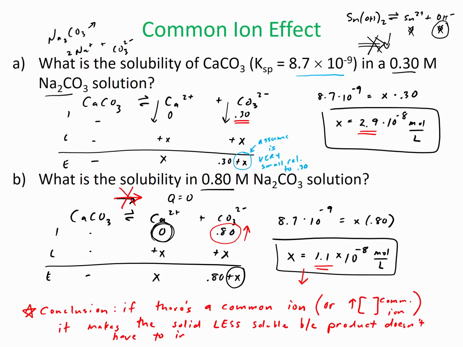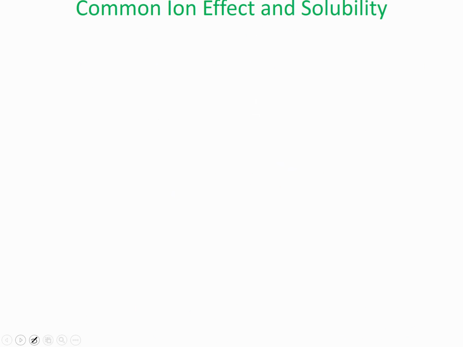It doesn't have to increase as much for the equilibrium process to reach the KSP value, the KSP constant, because there's something there. So if they were both zeros, it needs to increase more to reach KSP, in other words. Okay, so we're going to cover a special instance where the common ion effect and solubility and pH.